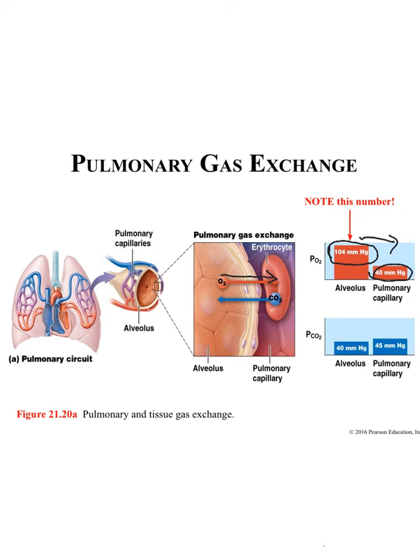Remember, we have a very low amount of CO2 in the air, and its pressure in the capillaries is 45. So there's a much smaller pressure gradient there. You have less pressure that CO2 gets dropped off with, and a much higher pressure that forces oxygen to go and bind into our blood.